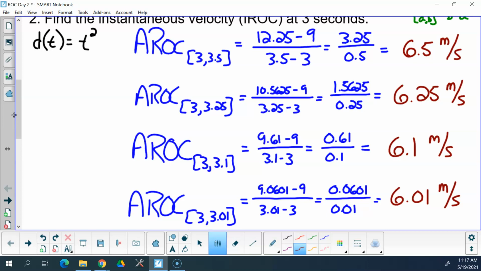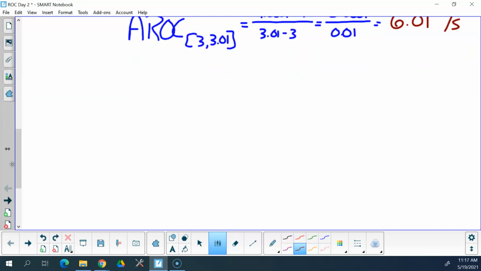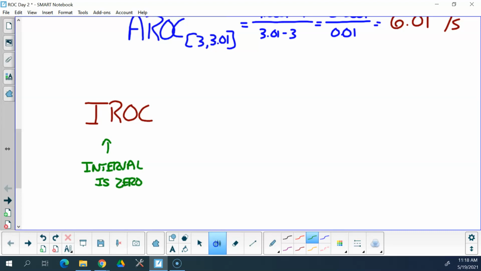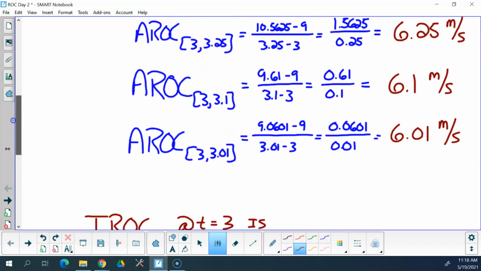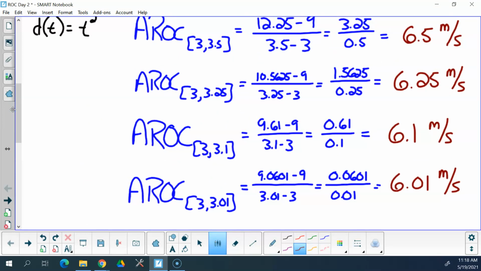So what do we think the instantaneous rate of change, the IROC, would be where the gap between the two, or the interval, is instantaneous? So we're looking from 3 to 3 seconds. What would the IROC be at t equals 3? What do you think the IROC's going to be if we keep getting smaller and smaller? 6 meters per second? Yeah, that's what I would go with.